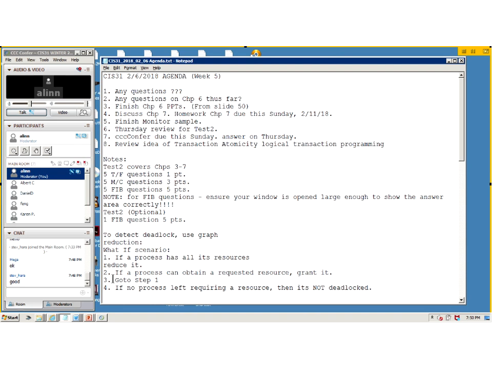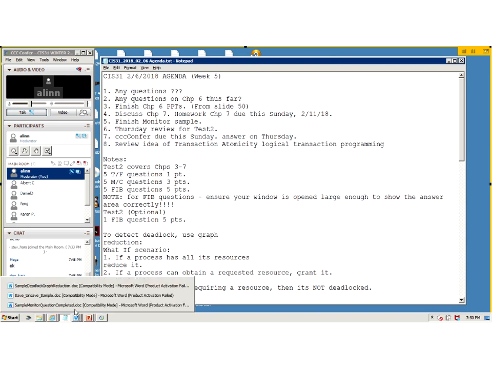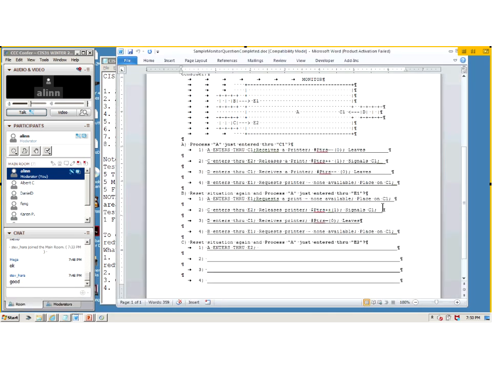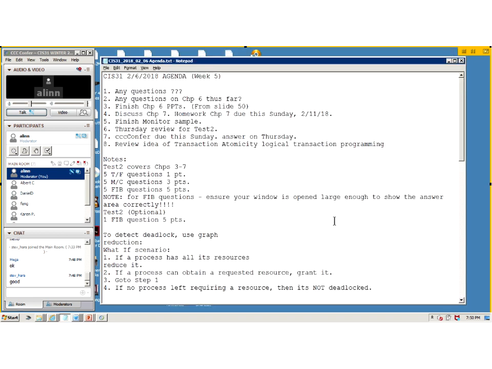I finished the monitor example with you, but I want to make sure that you understand it. I will review it again on Thursday. I'm going to review all of this stuff that we went over. Were there any questions on this monitor and how to answer these questions? I don't see any, so we're pretty much done with this. Like I said, I'll review all of this on Thursday.